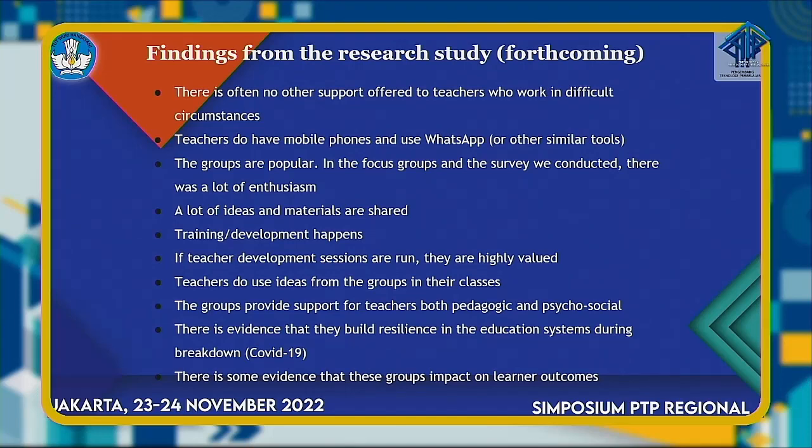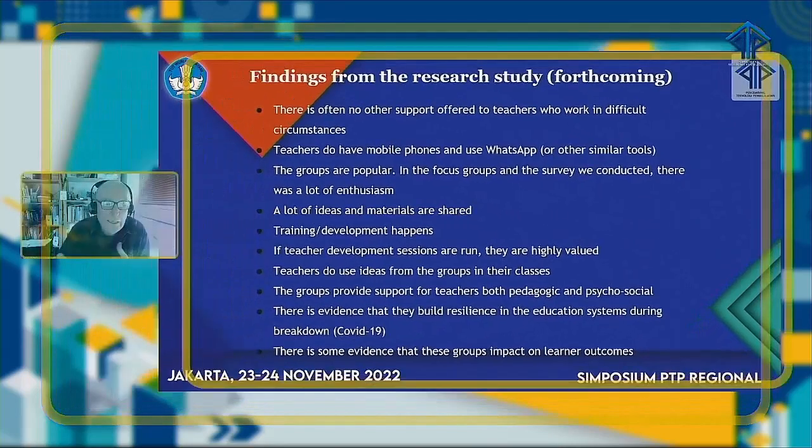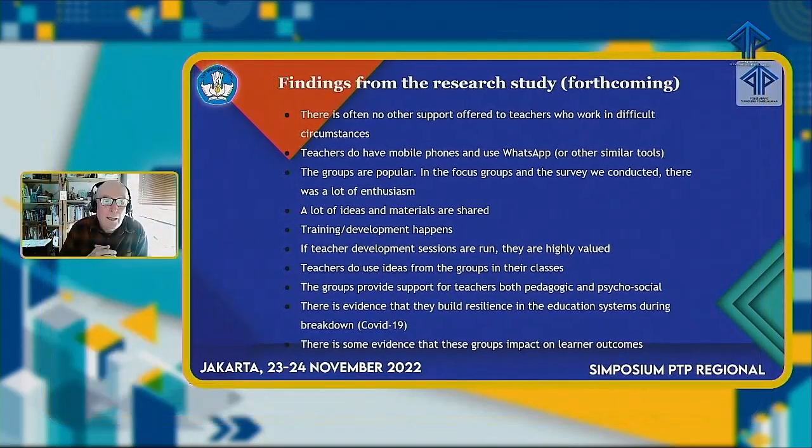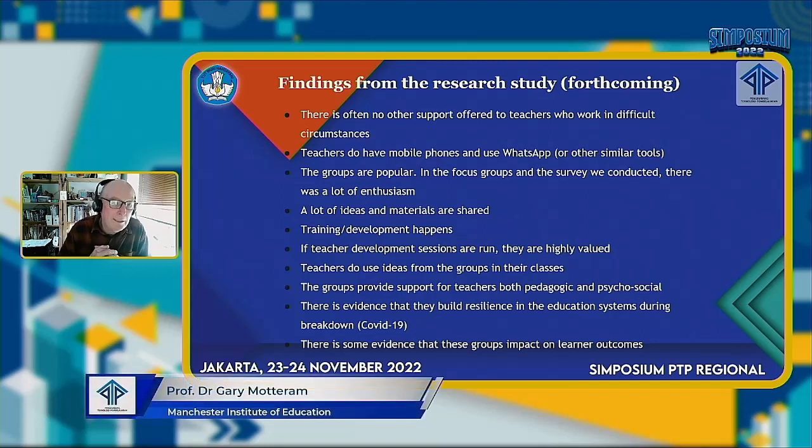You get a situation where a lot of ideas and materials are shared. You can have training sessions, and when training sessions are actually run, they're valued. People like them. They take the ideas. They might not contribute. One of the big issues with WhatsApp communities of practice or Telegram communities of practice, or whatever other tool you're thinking of using, is that you don't necessarily get as much interaction as you'd like. It's often dominated by a few people.